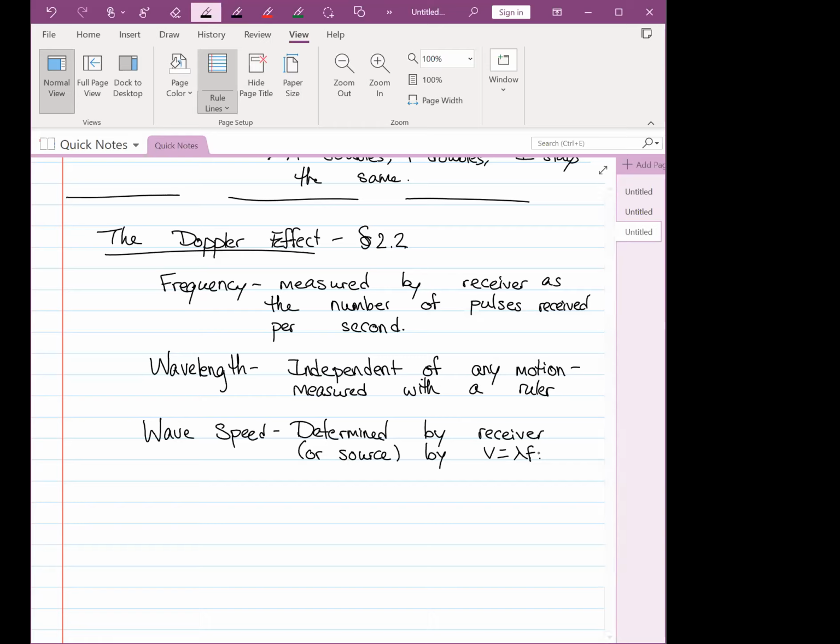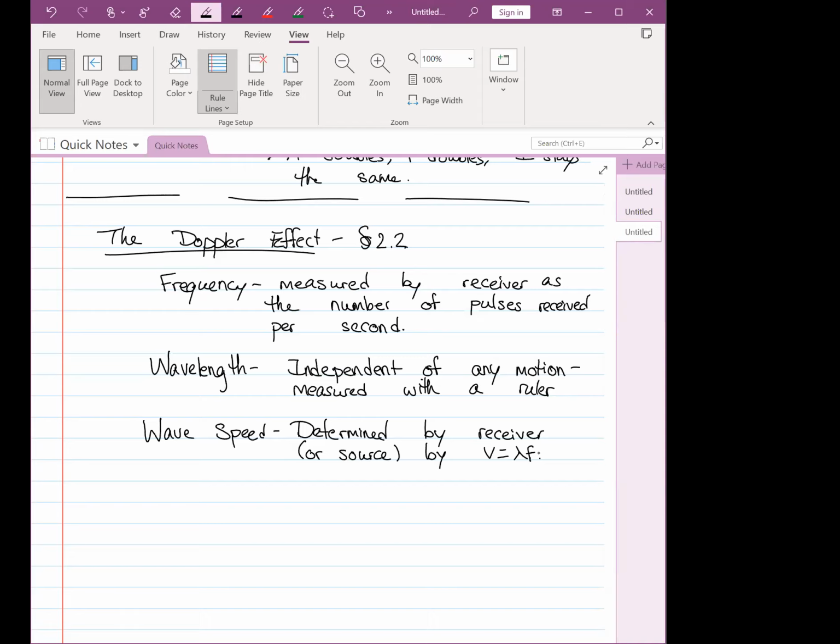So let's consider some cases. Yes, we will get to sonar. Sonar is pretty cool. Let's consider the simplest case. Really the simplest case is where neither is moving. Then if the source spits out 5 pulses per second, the receiver will receive 5 pulses per second. They'll both measure the same wavelength, and they'll both measure the same wave speed.